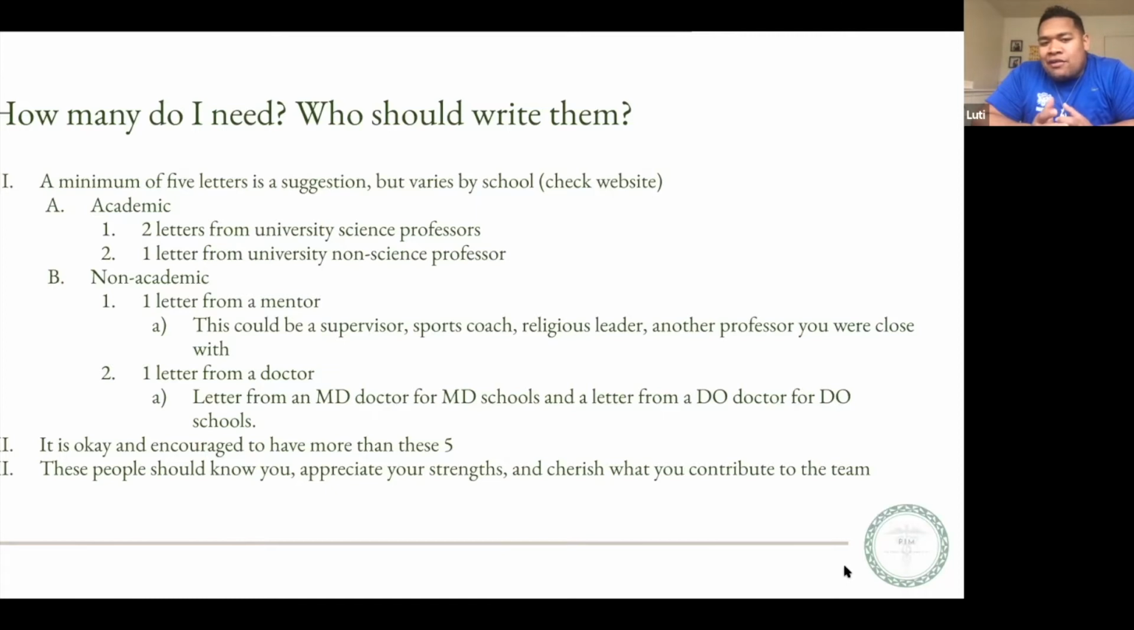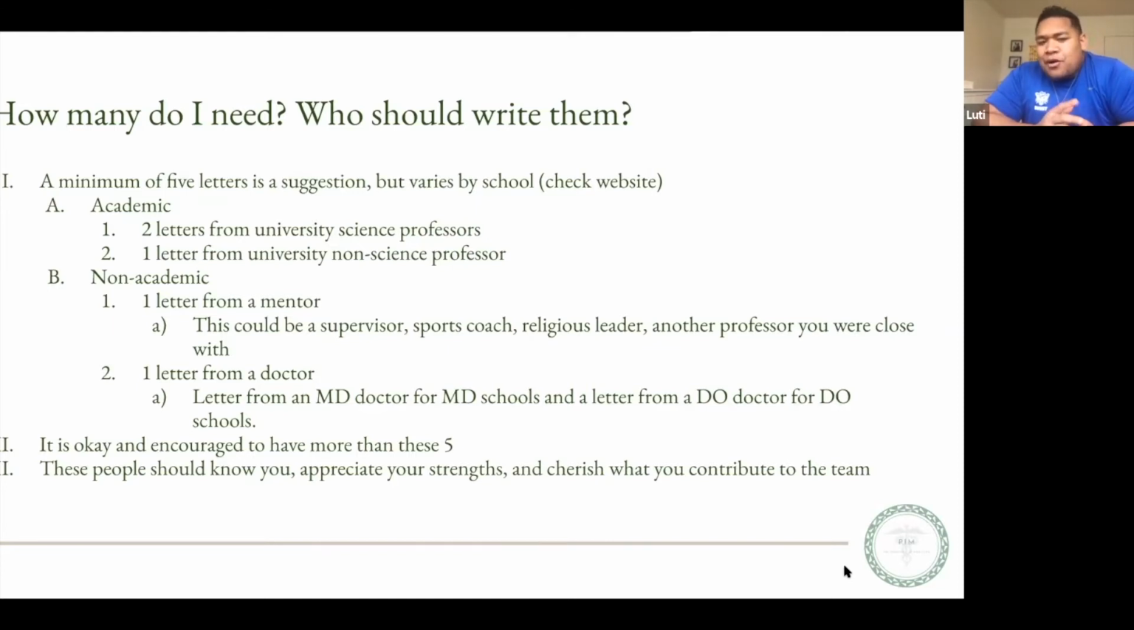The one thing I did include with this though is if you're going to apply to an MD school, you want to have a letter from an MD doctor, and if you are going to apply to DO schools, you want a letter from a DO doctor. It's not that big of a deal, but those schools are kind of particular sometimes, and they want to see that you're shadowing a doctor that came from the same kind of school, and they want to see the recommendation from that kind of doctor. So just keep that in mind. But if you have those 5 letters, you should be pretty fine with most schools.